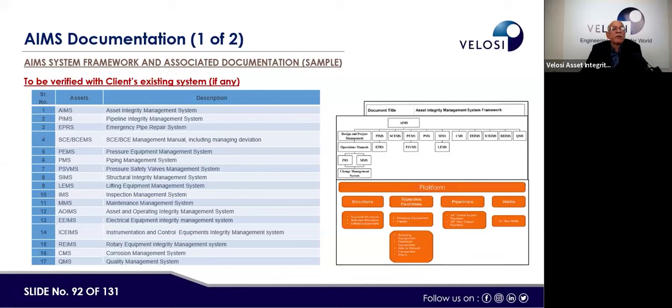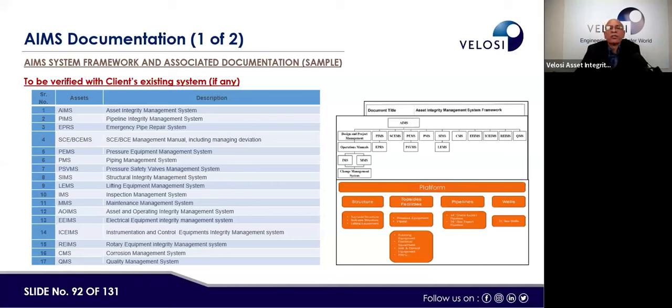PMS means Piping Management System. SIMS means Structural Integrity Management System. Lifting Equipment Integrity Management System. Inspection Management System. MMS is Maintenance Management System, or your CMS or SAP or Maximo. Then there is also AOIMS, meaning Asset and Operating Integrity Management System. Then so on. So these are all various documented systems. PIMS is one of those.